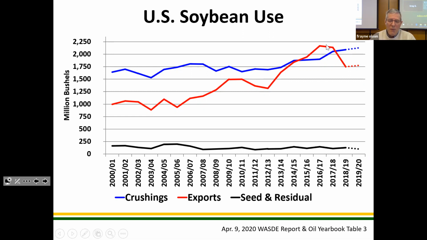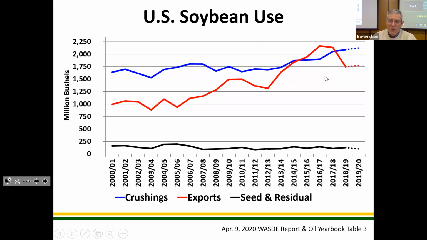So the blue line on top is crushing. For this year, for 2019 as well as 2020, the forecast is crushing is going to be our major primary use. We're going to crush more beans than we're going to export. The red line is the exports. Now you can see the trend line for exports going back, probably into the mid 2000s, was, with the exception of a couple of years where we had some production issues, pretty much a straight line until we hit this 2016, 2017 time period when the trade war began with China.